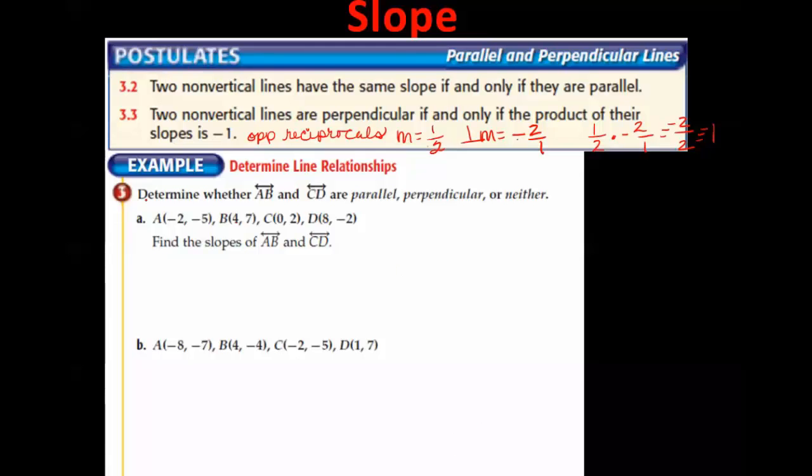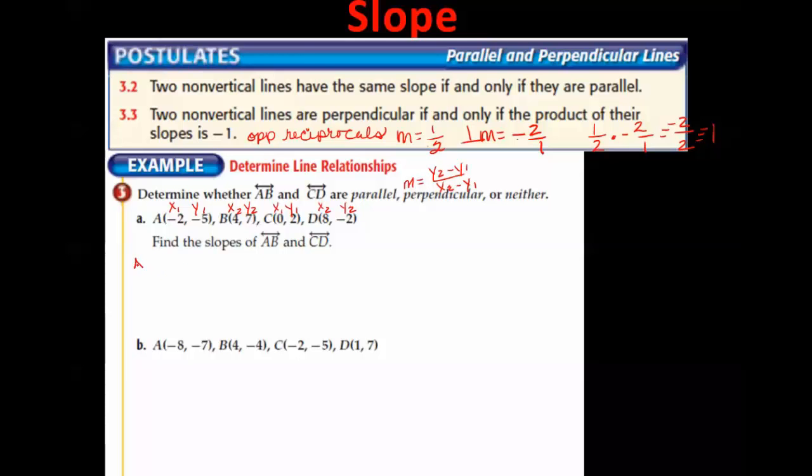Alright, let's work this example here, number 3a. It says to determine whether line AB and line CD are parallel, perpendicular, or neither. So what I always do first is I go through and I label. For line AB, I'm labeling them x1, y1, x2, y2, and then for line CD, I'm doing the same thing. Now remember, you're setting up your slope formula. You're going to have m equals y2 minus y1 over x2 minus x1.